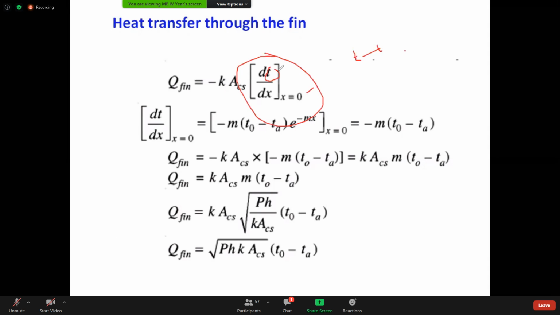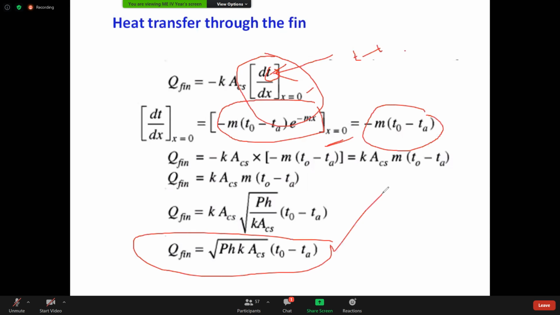In that you find out T. That means Tx. T indicates Tx here. So that value is this. After differentiating and substituting 0, you will get this. This T is from temperature profile of the fin equation. After solving this, you will get this.